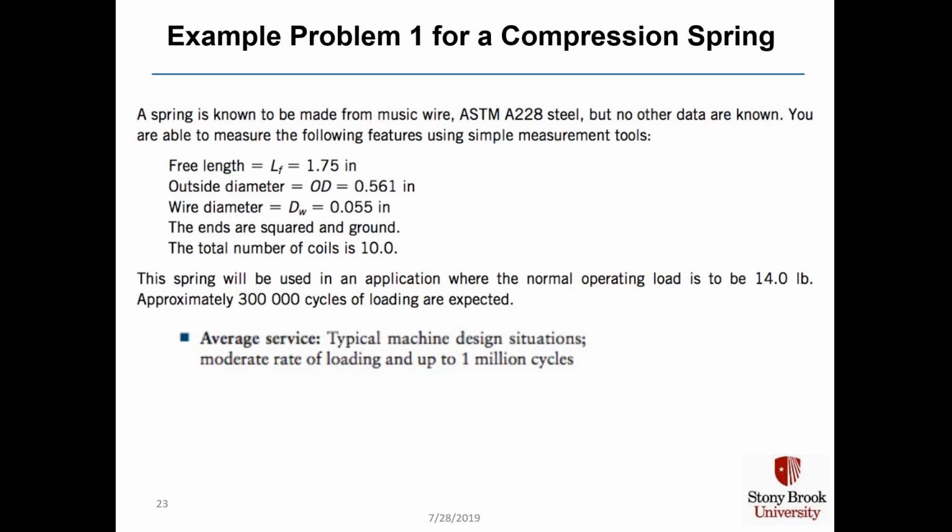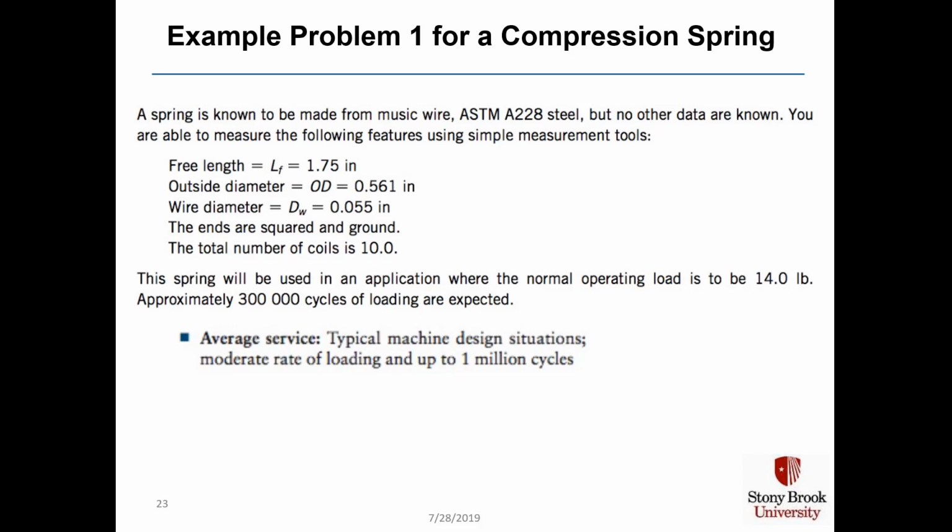A spring is known to be made from music wire, ASTM A228 steel, but no other data are known. But you are able to measure the following features using simple measurement tools. The free length equals 1.75 inches. The outside diameter equals 0.561 inches. The wire diameter equals 0.055 inches. The ends are squared and ground, and the total number of coils is 10, which means the number of active coils is 10 minus 2, which equals 8.